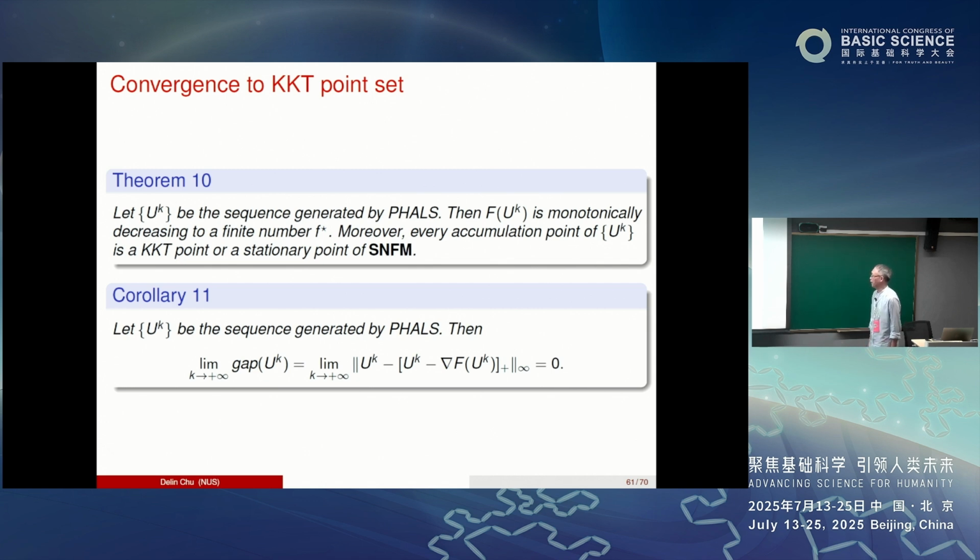For the symmetric case, we have weak convergence. We cannot show the strong convergence. The proof becomes much more difficult compared to the classic case. Also, we can show that u_k, given by the PHAS method, satisfies gap(u_k) converging to 0. Of course, this means u_k converges to the KKT point or stationary point.